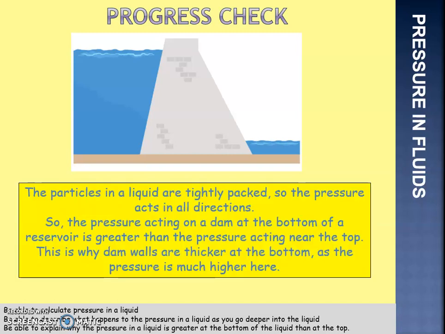Okay, particles in a liquid are really tightly packed, so the pressure acts in all directions. So the pressure acting on a dam at the bottom of the reservoir is much greater than the pressure acting nearer the top. At the bottom you've got the weight of all the particles above it pushing down as well, increasing that pressure. So this is why dam walls are thicker at the bottom, because the pressure is much higher at the bottom of the dam than at the top.